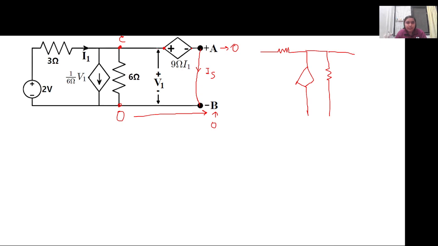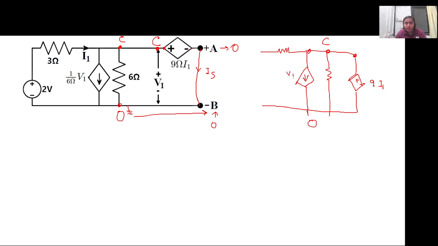So this part is node C, here there is no element connected. The positive side of the 9I1 voltage source is connected to C, and the negative part of the voltage source is connected to O, which is the common node. So this is O.